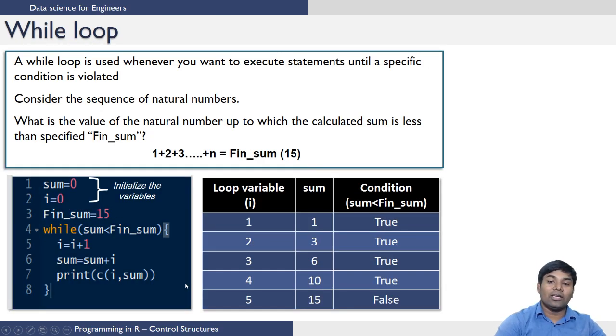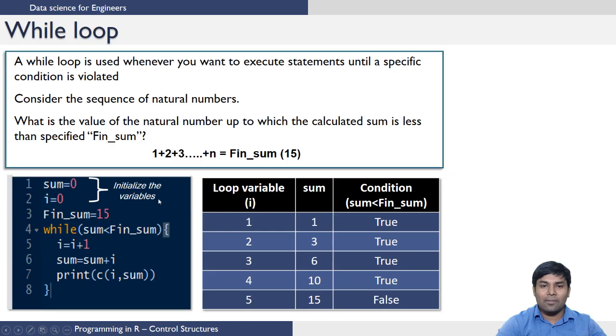Next we move on to another construct, which is the while loop. A while loop is used whenever you want to execute statements until a specific condition is violated. You can see it as akin to a for loop with an if break construct. Let us consider a sequence of natural numbers. You want to find a natural number n after which the sum of the natural numbers is greater than a certain final sum you want it to be. You will consider the same example as we have seen.